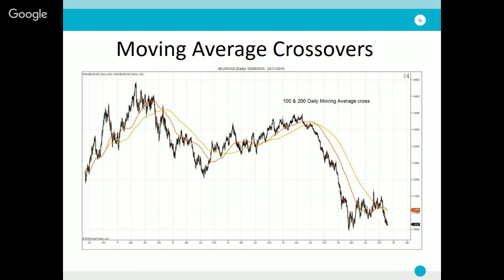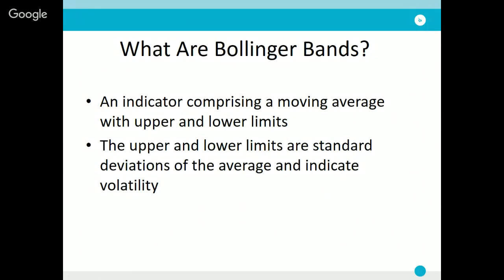So with that in mind, let's move on to the other topic of the session, and that is Bollinger Bands. So what are Bollinger Bands? Essentially, Bollinger Bands are just a moving average with some added functionality. In addition to the moving average, which is typically a 20-period moving average as defined by John Bollinger, the man who invented them, we also have an upper and lower line which form bands around price, and these are standard deviations of the average, and these give an indication of volatility in the market.